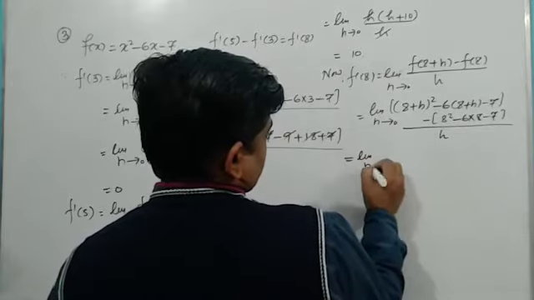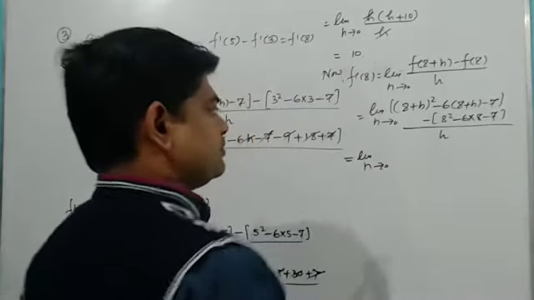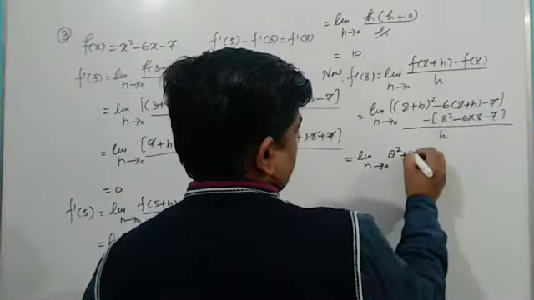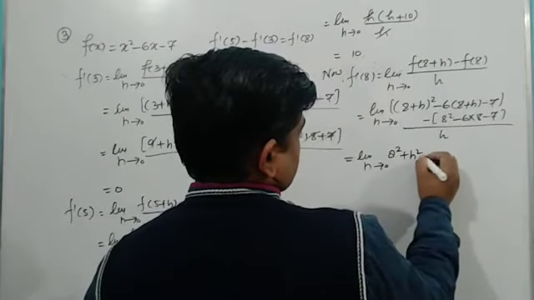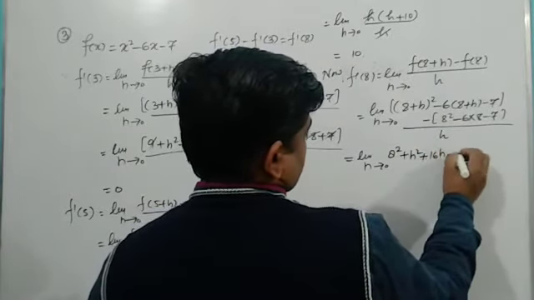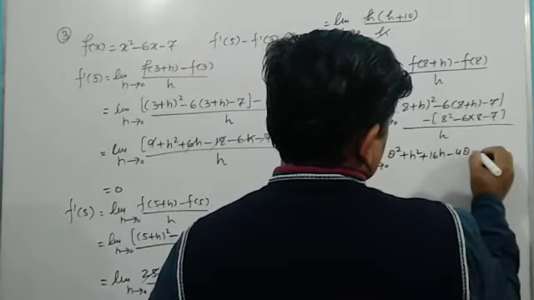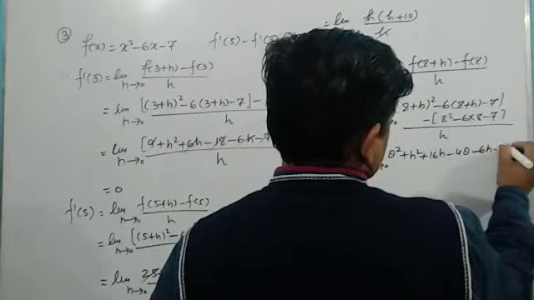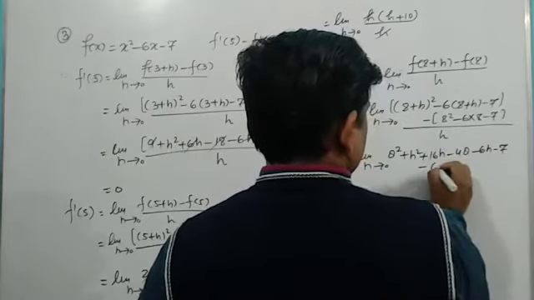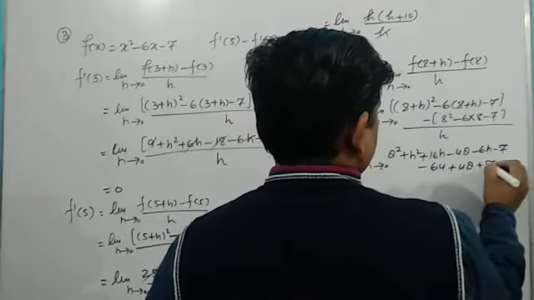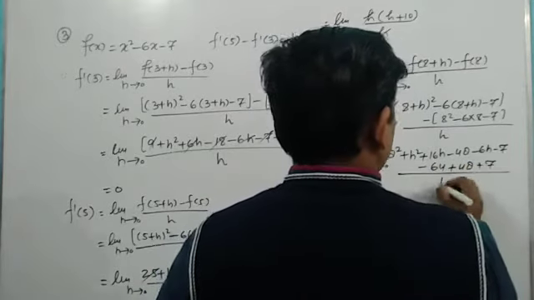Limit h tends to 0, 8 square plus h square plus 16h minus 48 minus 6h minus 7 minus 64 plus 48 and plus 7, whole upon h.